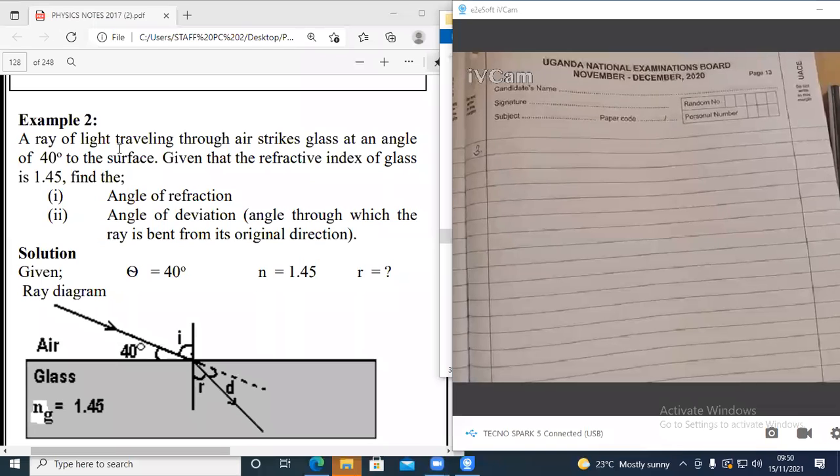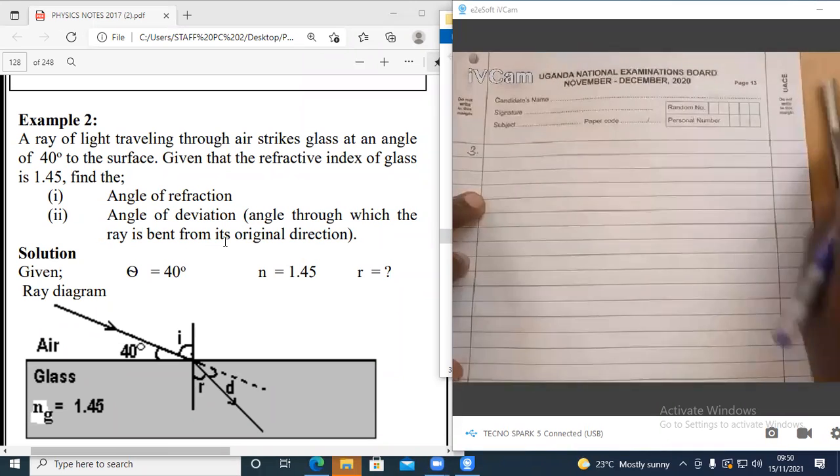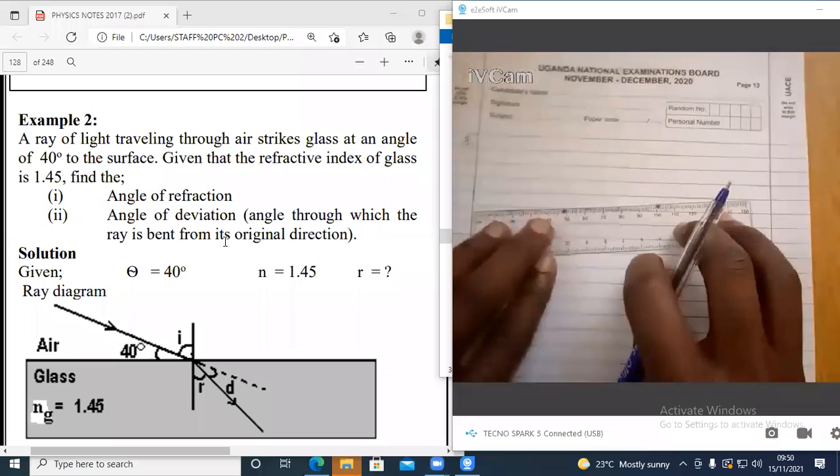So we have a ray of light traveling through air, striking glass at an angle of 40 degrees to the surface. Given that the refractive index of glass is 1.545, find the angle of refraction and the angle of deviation through which the ray is bent from its original direction. So let's have a ray diagram, a sketch for that.